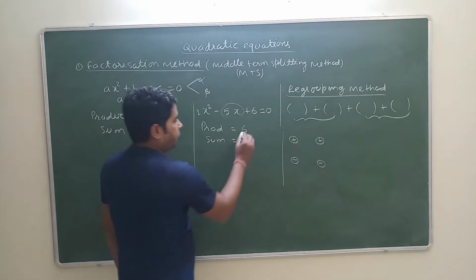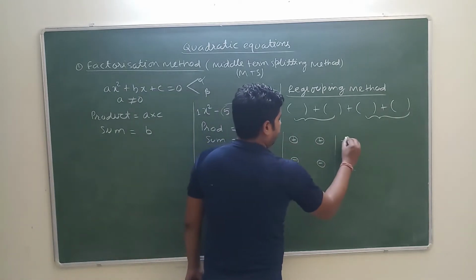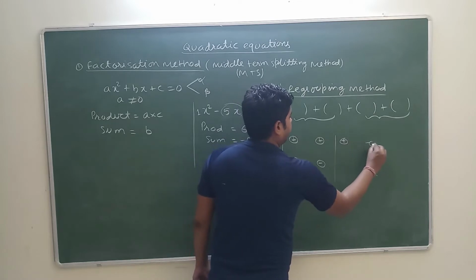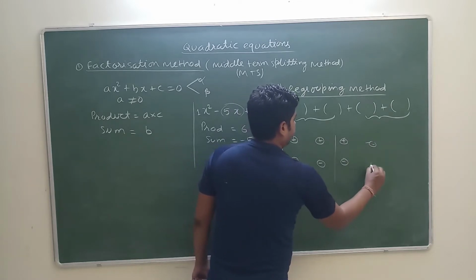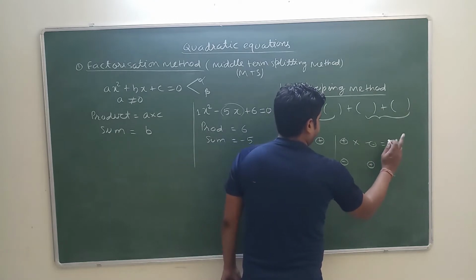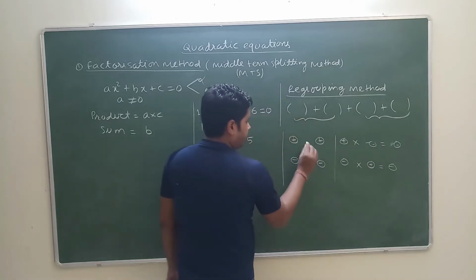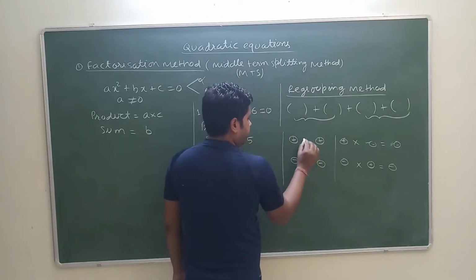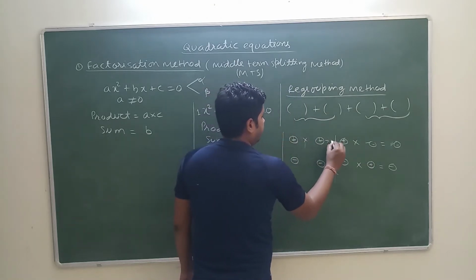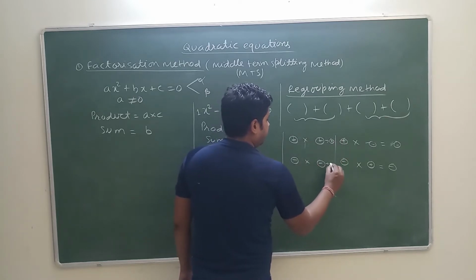Okay? So both numbers must be positive or they must be negative. If one number is positive and the other is negative, or the first number is negative and the second is positive, their product will be negative. Here also the product will be negative. But in this situation, if we take both numbers positive, then the product is positive, and if both numbers are negative, then also the product is positive.